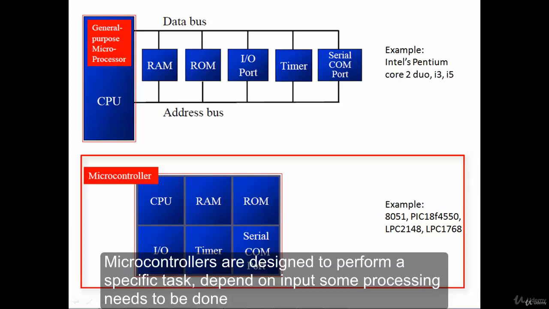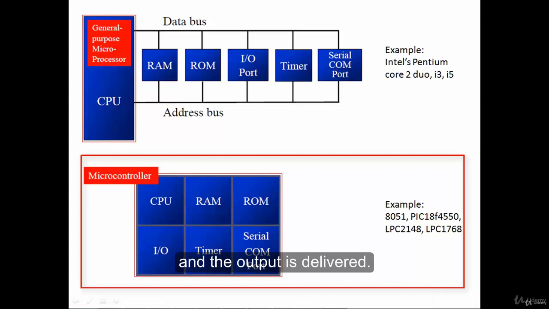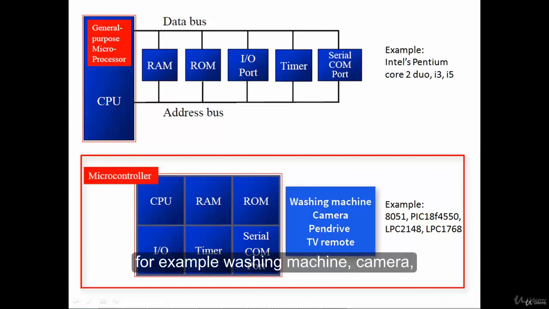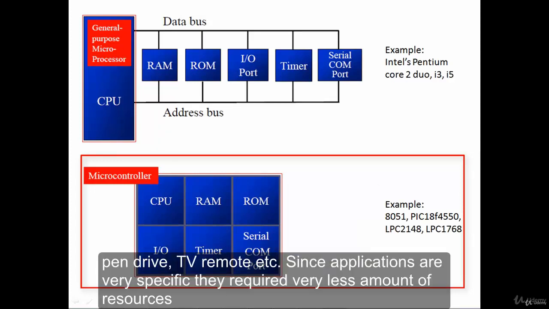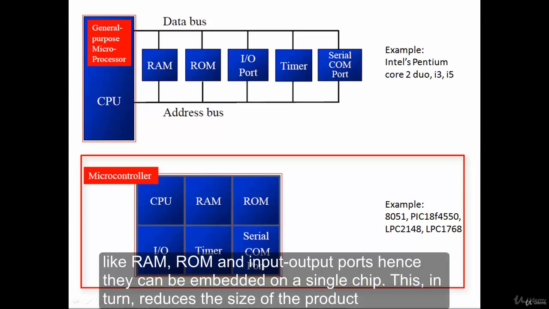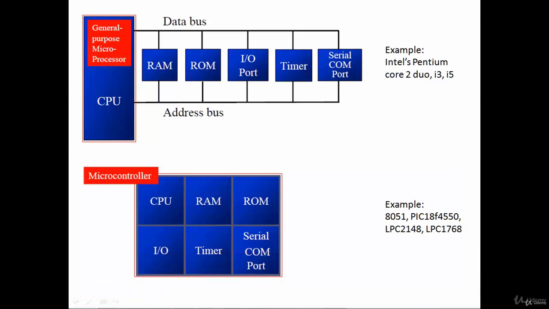Microcontrollers are designed to perform specific tasks. Depending on input, some processing needs to be done and the output is delivered. For example, washing machine, camera, pen drive, TV remote. Since applications are very specific, they require very less amount of resources like RAM, ROM and input output port. Hence, they can be embedded on a single chip. This in turn reduces the size of product and the cost.